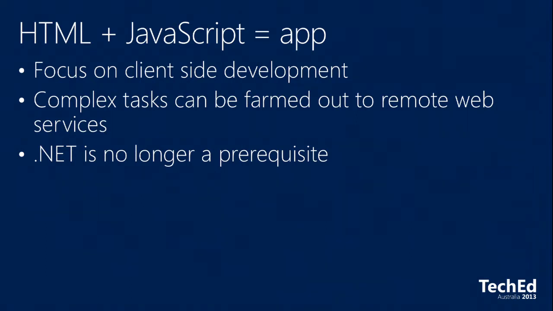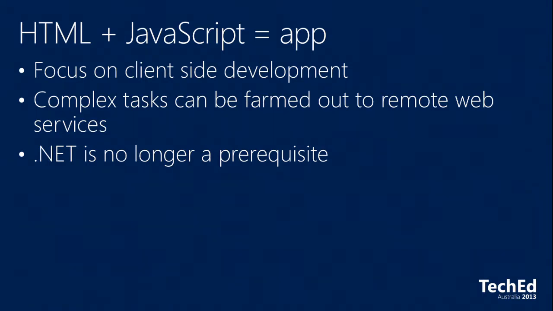So the focus is on client-side development. That's basically the messaging I'm trying to get across here. We want to get away from writing things that are deployed to the server, away from writing things deployed to the clients for Office, and focus more on delivering truly isolated apps that can communicate through these new APIs.